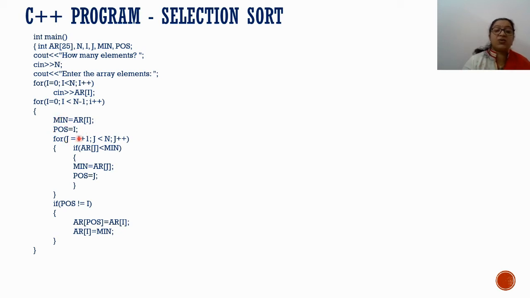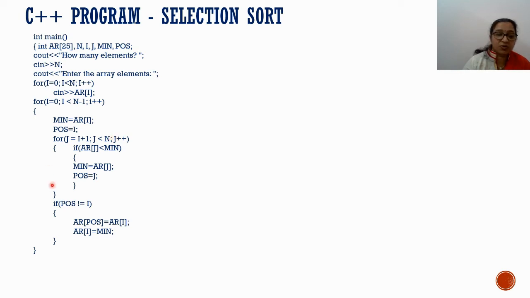Now j is equal to I plus 1, meaning 1 plus 1, 2. So j is at index number 2. Okay. Now if AR of j, meaning AR of 2, is less than min, and min is AR of 1, so we are comparing the second element with the third element. If the third element is lesser, we change the value of min and the position. So this process will continue until the last element of that array.